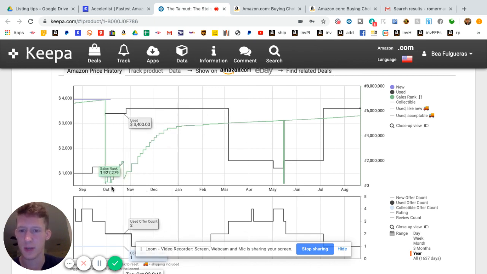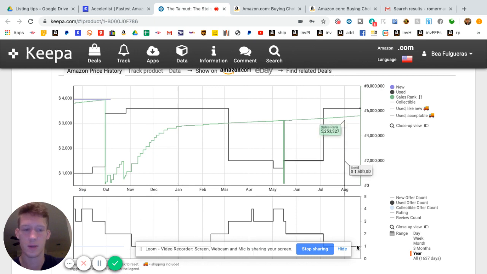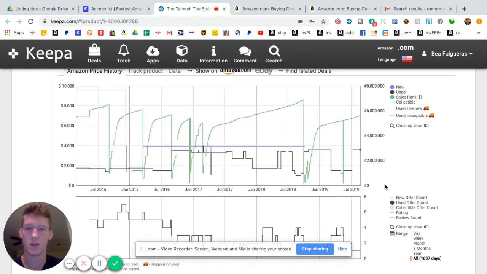We can see it sold here. We can see it sold here. We can see it sold here. If we zoom out all the time, we can see, boom, it sold here. So what we really care about is seeing these spikes. If we see like a long stretch, let's see if I can highlight this. There we go.